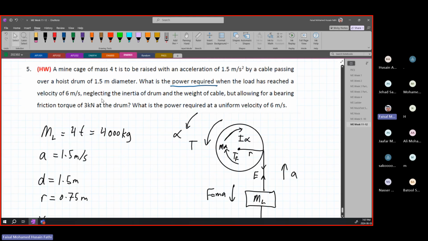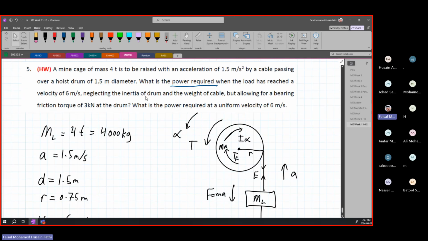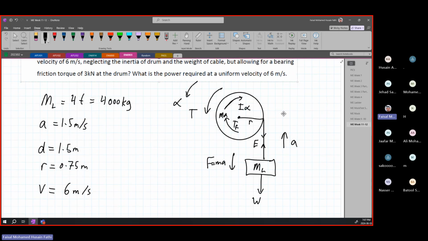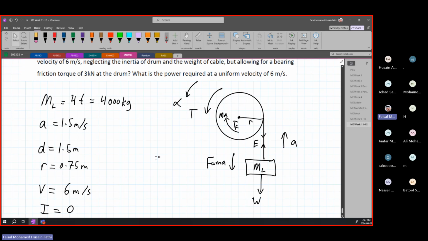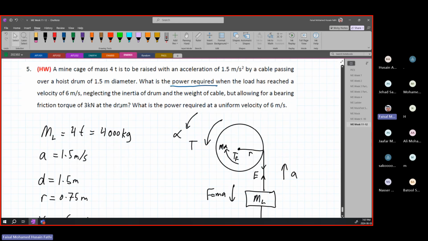So the velocity will reach 6 meters per second. All right. Neglecting inertia of the drum. All right. So here we are saying that I is equal to 0. Meaning we are not going to look at our I alpha. We are going to remove it from our equation. Then now we are assuming I is equal to 0.